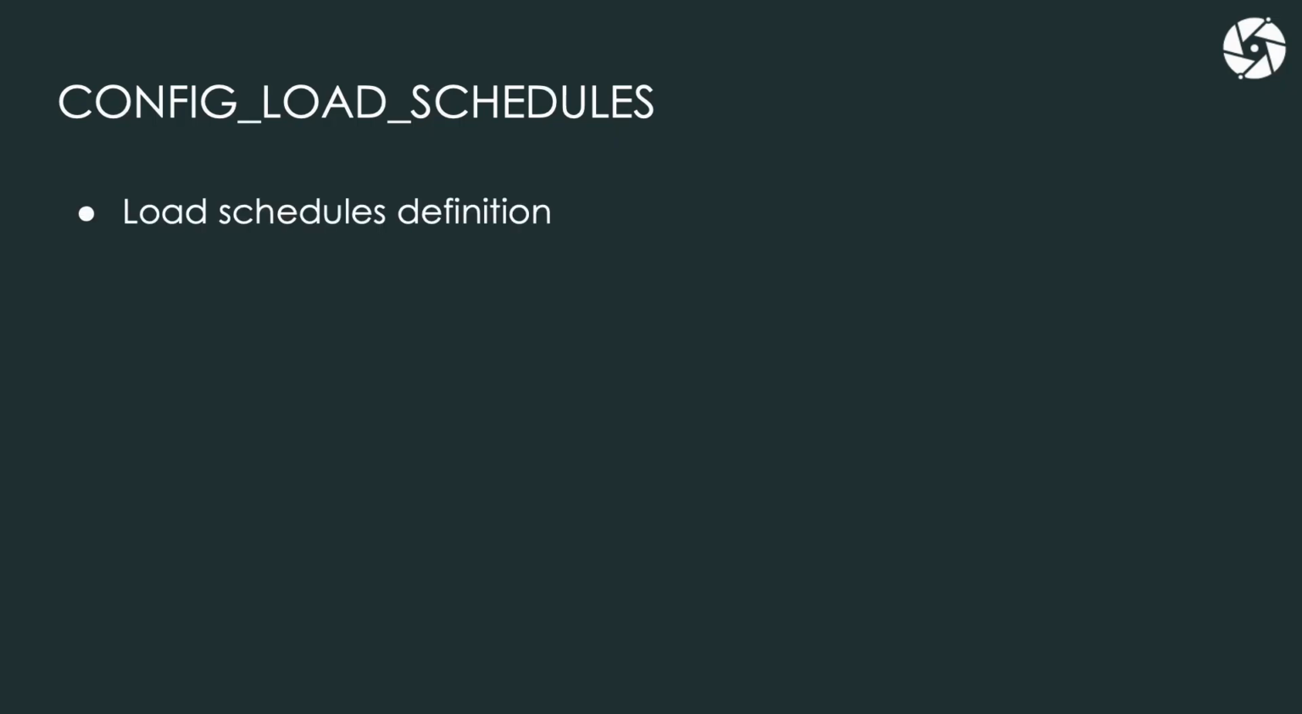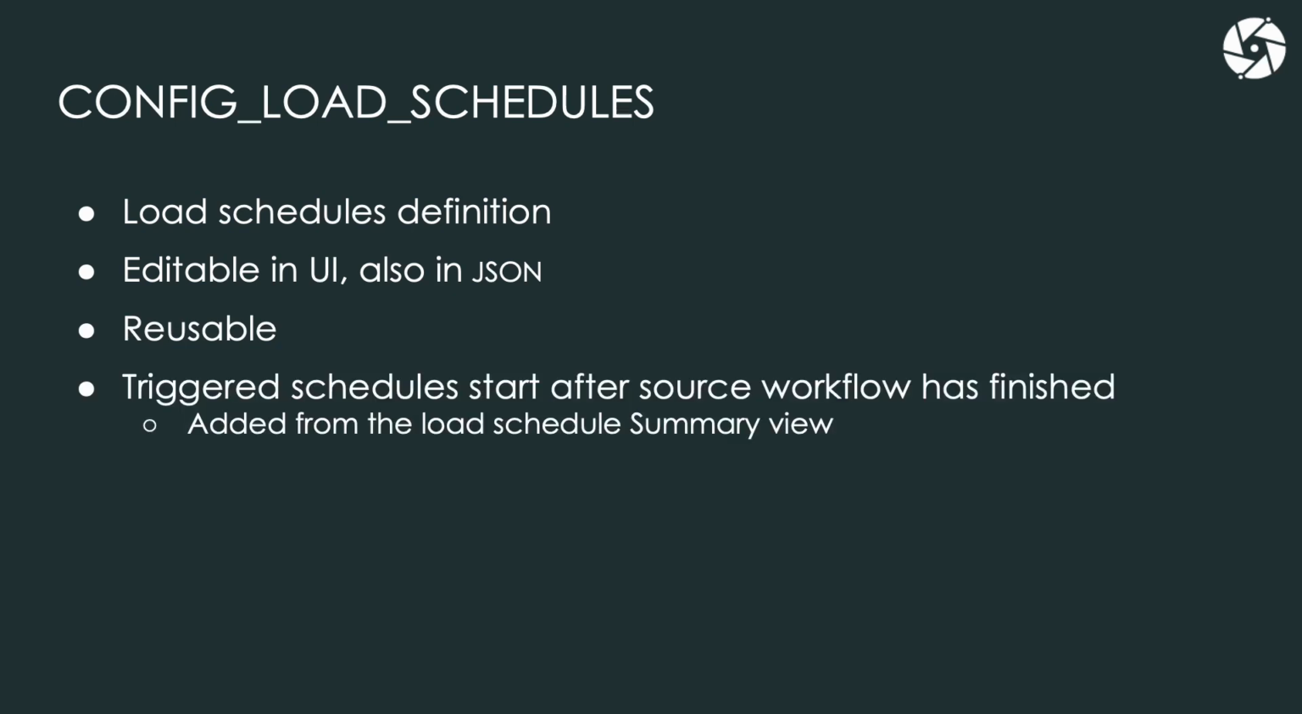Config load schedules is a configuration package that is used to define load schedules. Agile Data Engine provides a user interface that can be used for creating and editing schedules, and similar to other configuration packages, config load schedules can also be exported as JSON, edited and imported back to Designer. The schedules are reusable and usually this package grows along with the project.